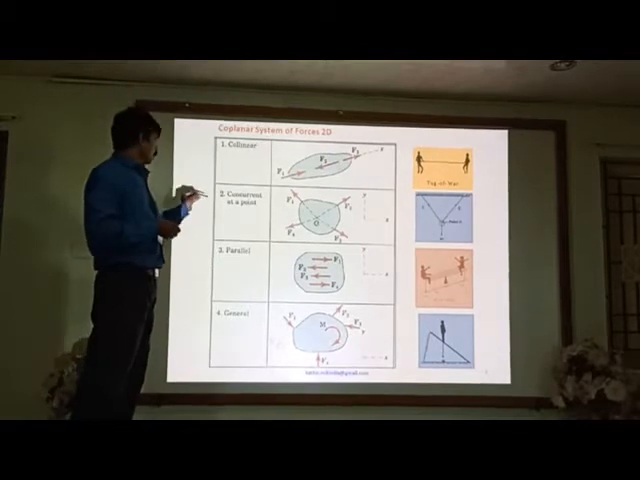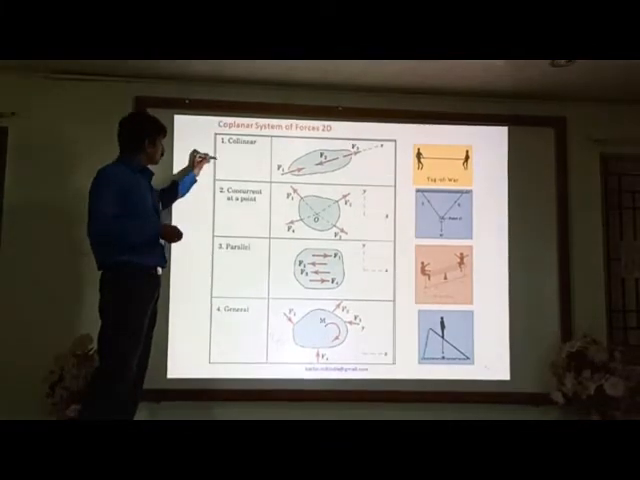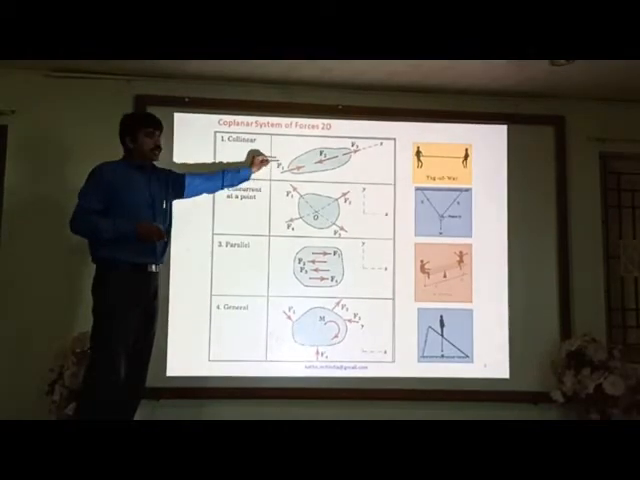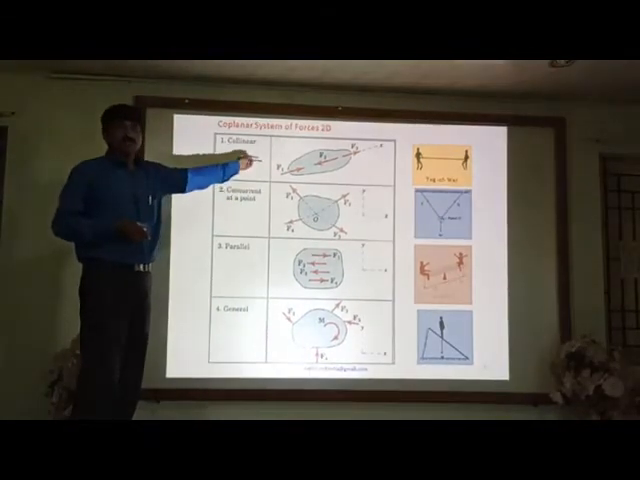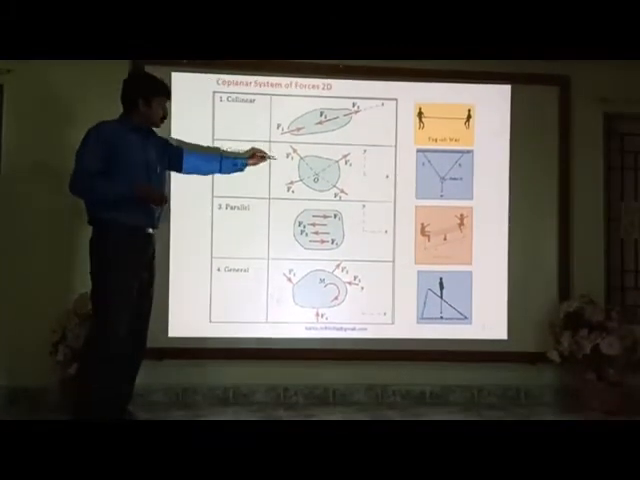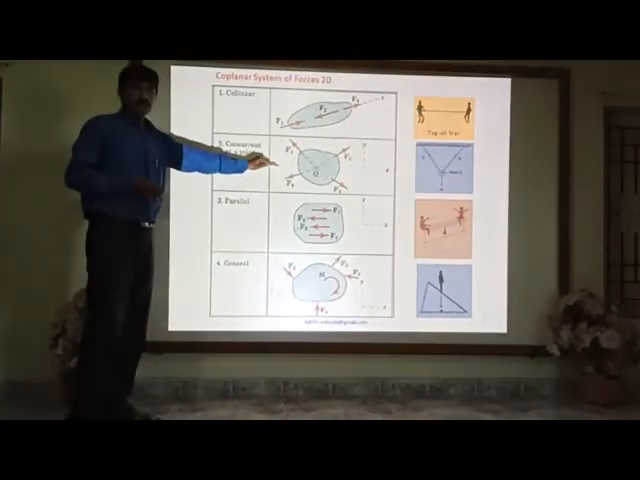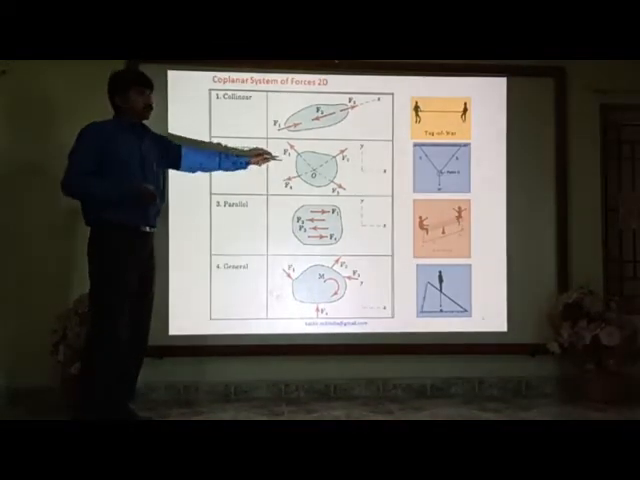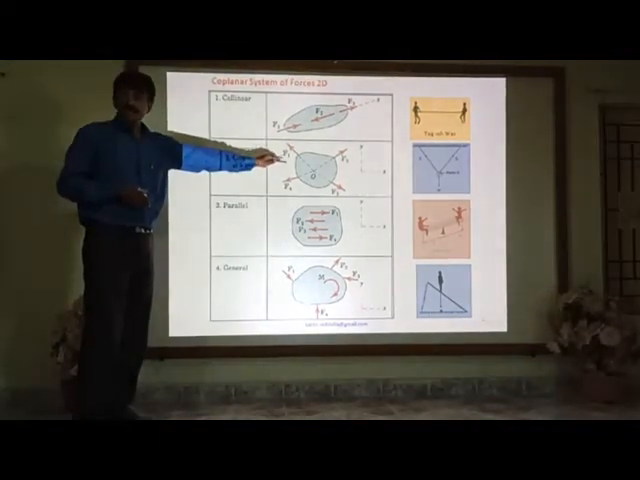And then the concurrent force system. Here all the forces are in the same plane as well as collinear, so I could name this force system a coplanar collinear force system. This is the concurrent force system. I could say this is coplanar, as all the forces are in the same plane, and their lines of action are intersecting at a single point.